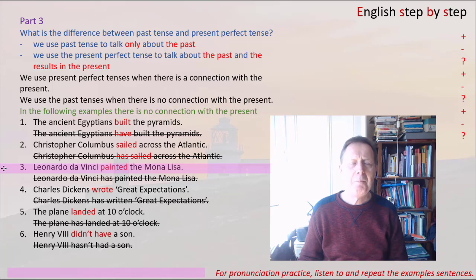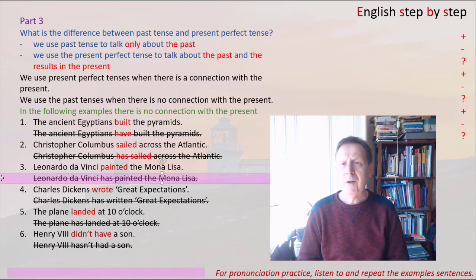Leonardo da Vinci painted the Mona Lisa. Leonardo da Vinci has painted the Mona Lisa is not possible because Leonardo da Vinci is dead. You could say a modern artist has painted something because he is still alive.